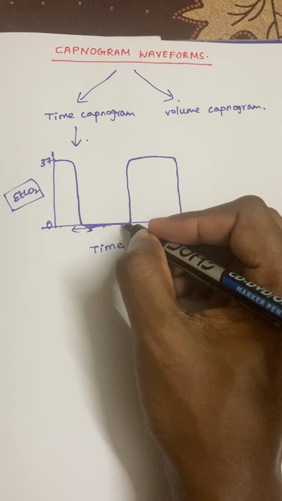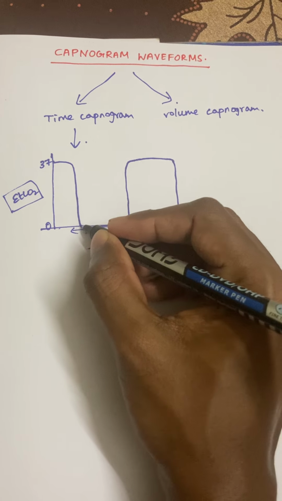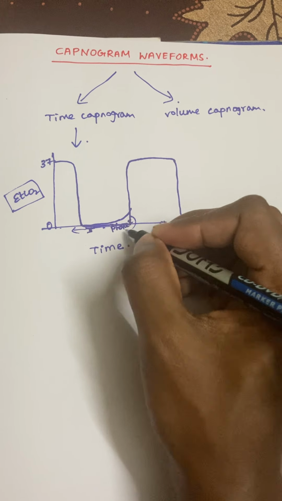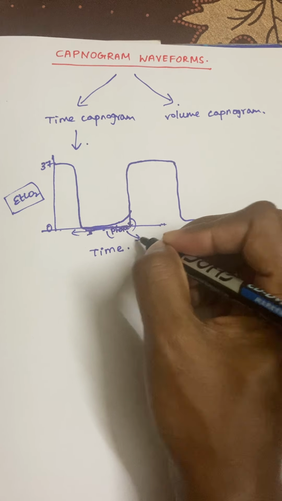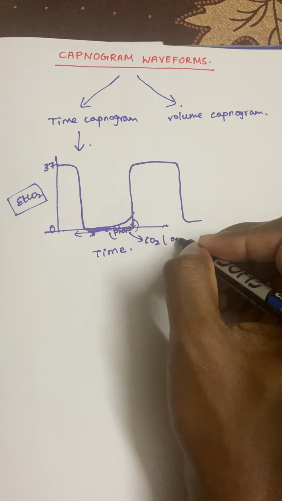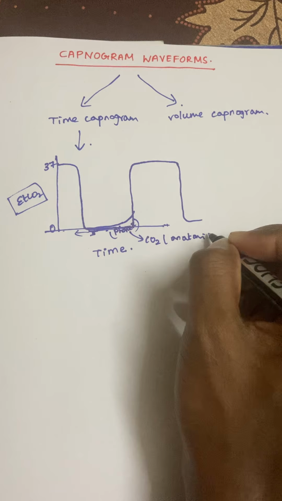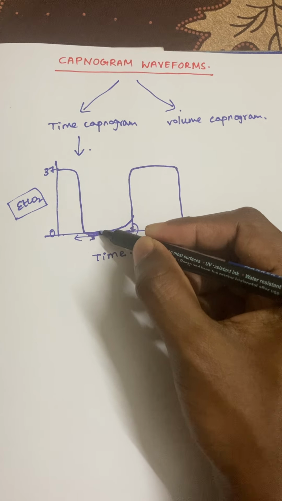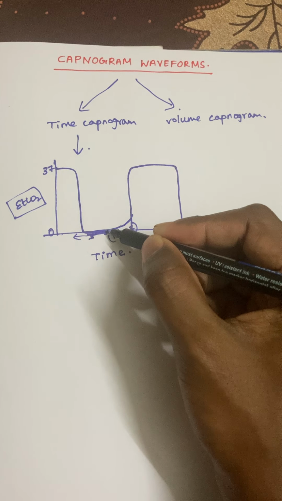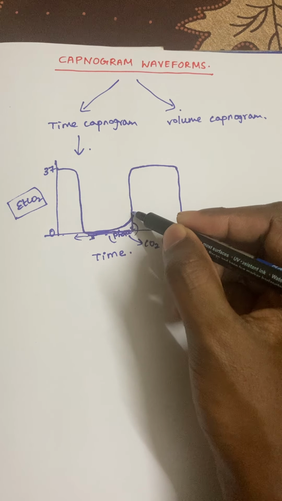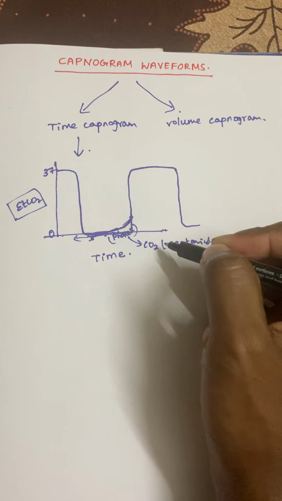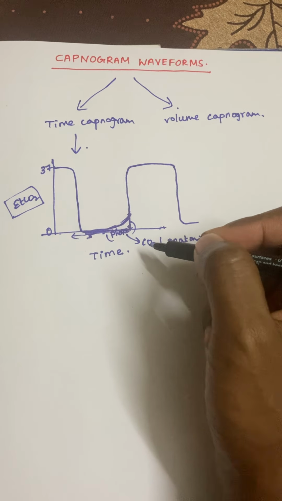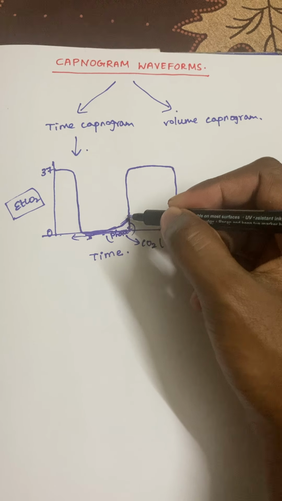This next phase is known as phase 1, where the carbon dioxide concentration starts to rise, which is actually the contribution from the anatomical dead space. Anatomical dead space gases come and increase in the breathing circuit during the expiratory phase. So the initial phase 1 is contributed by the anatomical dead space gases, which are not involved in ventilation and mostly contain no carbon dioxide.